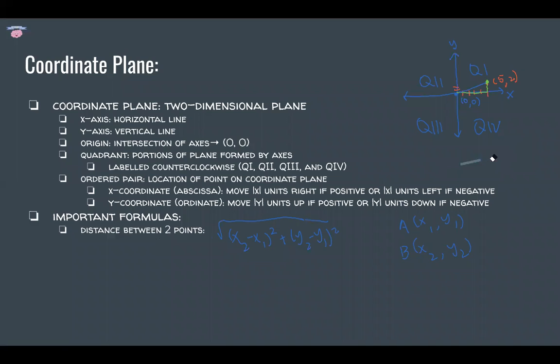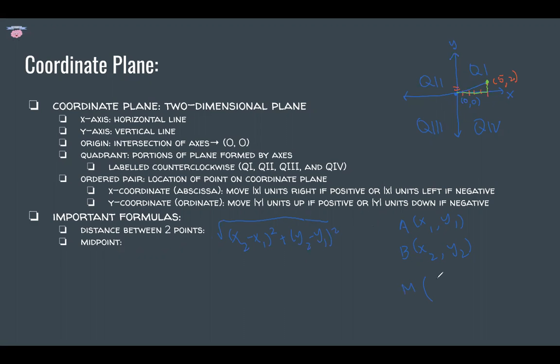I'll erase this to conserve some space. But our next important formula, the midpoint formula. So this one, if we have 2 points A and B, the midpoint of them, M, you would have to take the average of each of the coordinates.